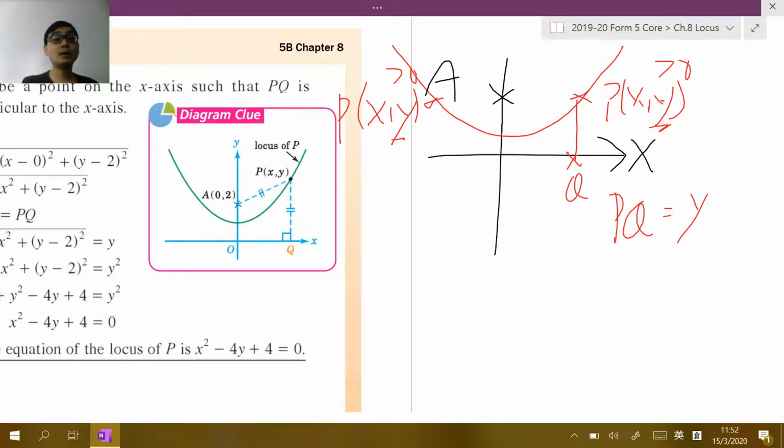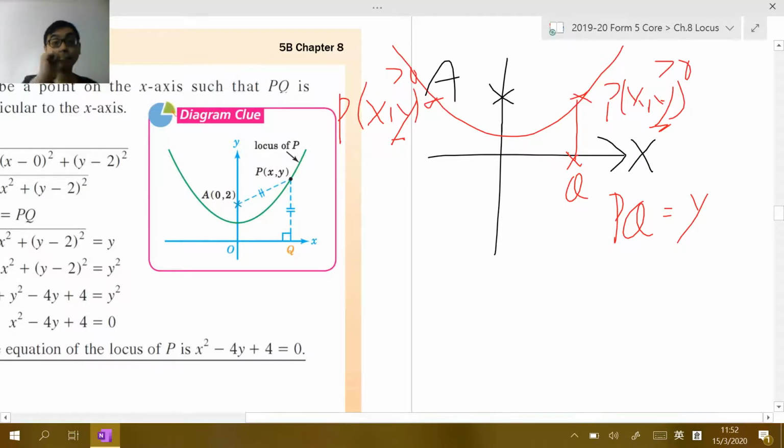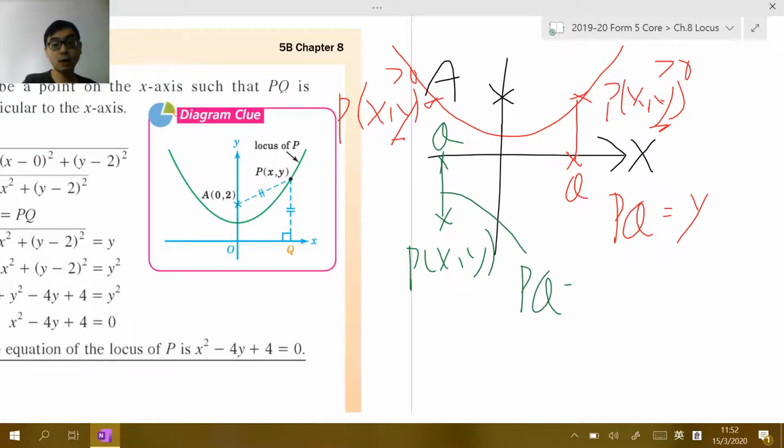But do remember that practically P may sometimes be below the x-axis. So when we say PQ here, this one is no longer equal to y, but this time you should have negative y, because y originally is negative. So when we want to represent the distance, you should have a negative sign here.